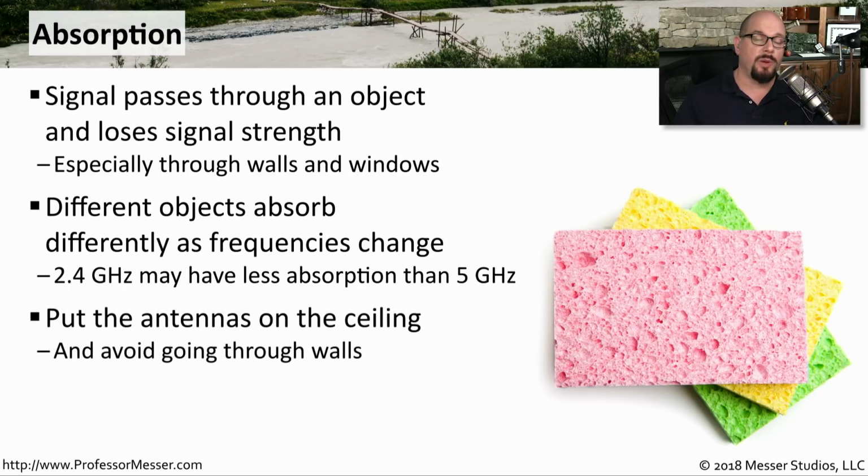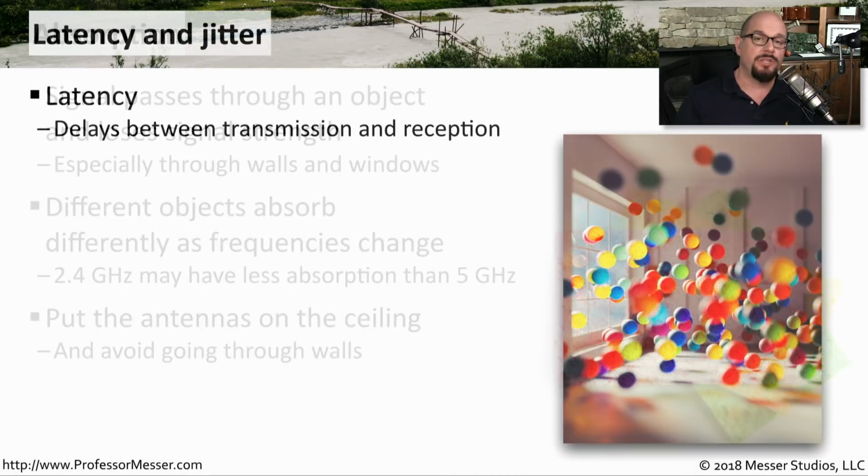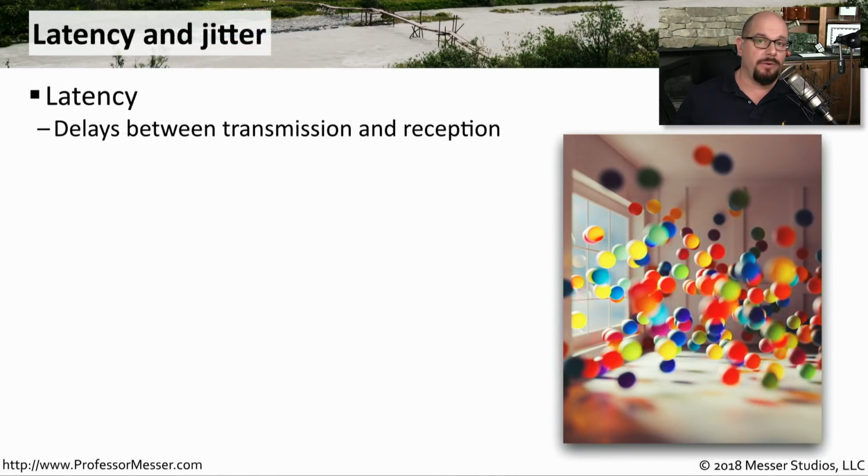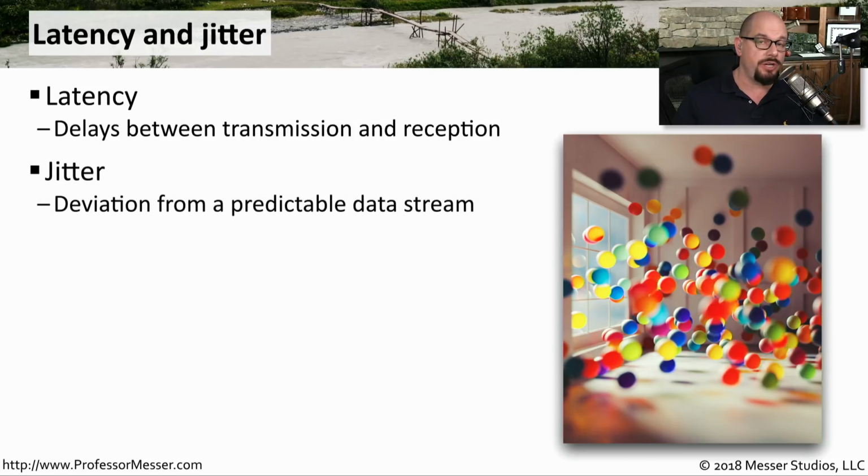This is one of the reasons we put wireless antennas on the ceiling. That way the wireless signal can get to you without going through or being absorbed by other objects. As we saw with our wired troubleshooting video, we should always be concerned about latency. And this is a problem also for our wireless networks. The latency is the delay between transmitting information and receiving the response. We might also be concerned about jitter on our wireless networks. Jitter would be a deviation from a predictable data stream, very commonly associated with real-time communication like voice over IP.